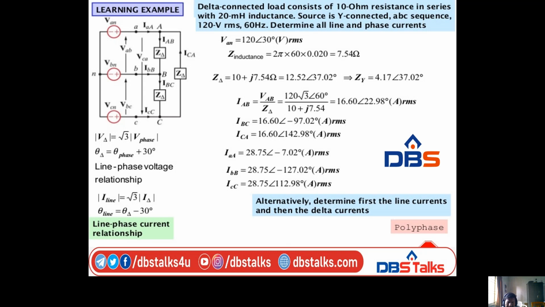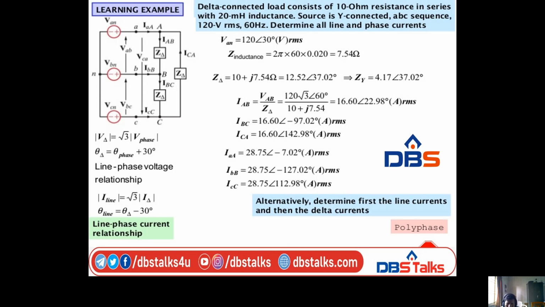Therefore, XL is equal to 2 pi FL, 2 pi into 60 into 20 into 10 power minus 3, that is 0.02. So inductive reactance is equal to 7.54 ohms. Therefore, Z is equal to R plus J XL, 10 plus J 7.54 ohm. So getting 12.52 at an angle 37.02. So that is the impedance in delta connection. Impedance in star is equal to 4.17 at an angle 37.02.